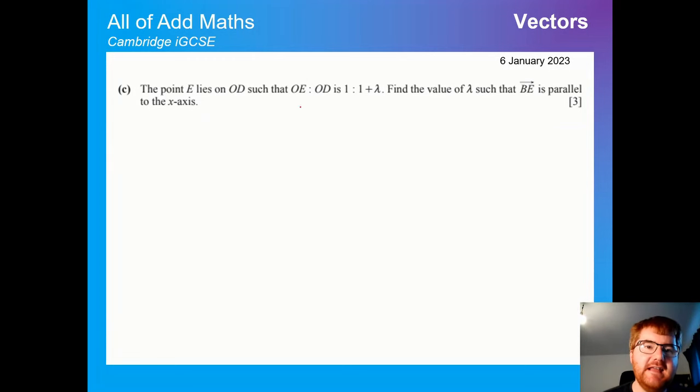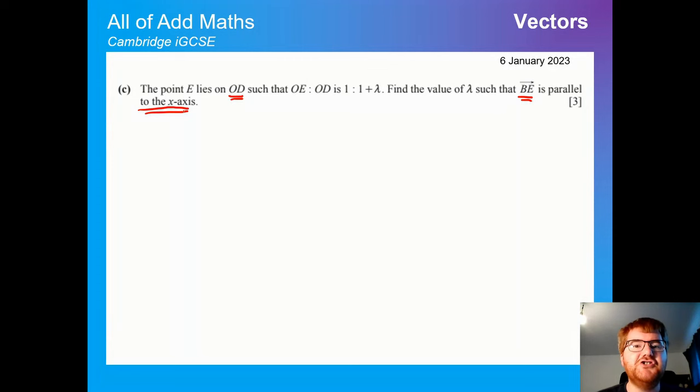So the point E lies on OD, so it lies on this particular vector, such that OE to OD is in the ratio 1 to 1 plus lambda, which we're going to rewrite in a moment here. And then we need to find the value of lambda such that BE is parallel to the x-axis. So we need to break this down first of all.